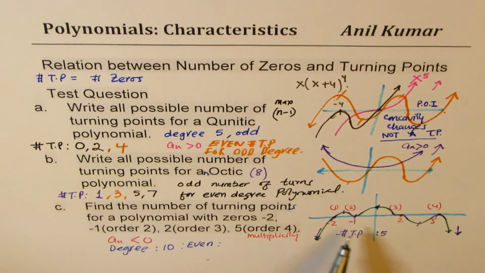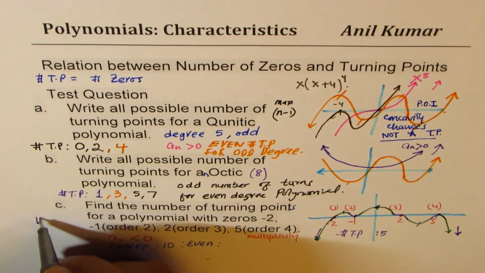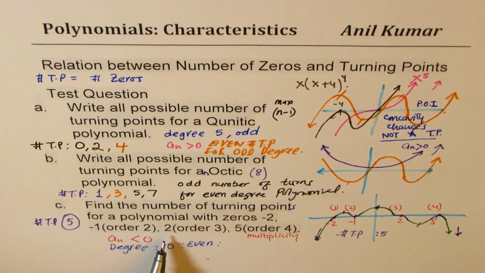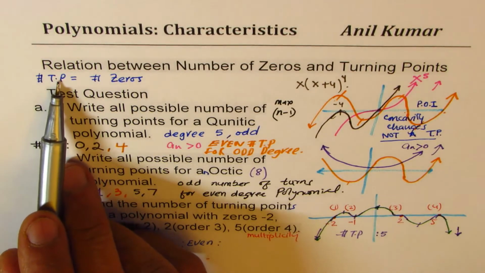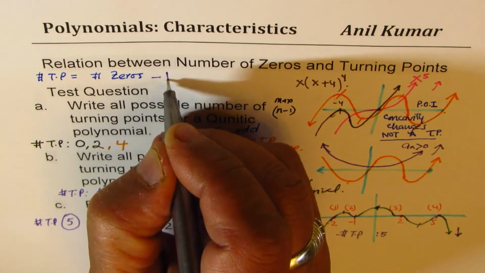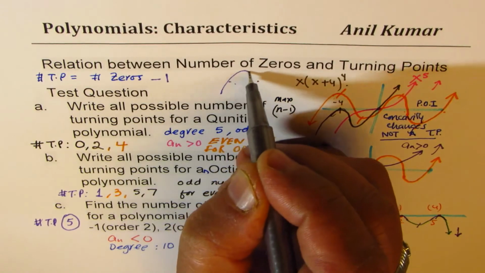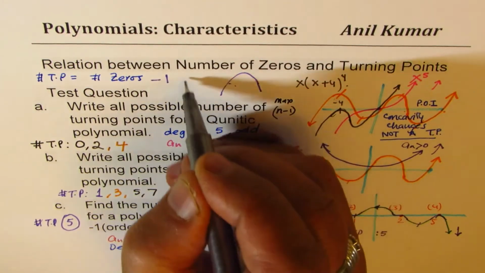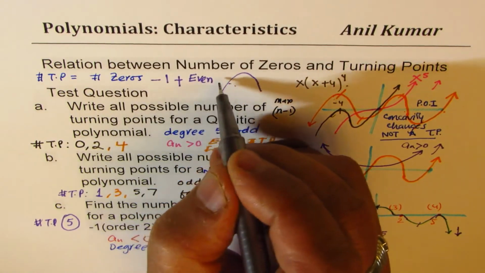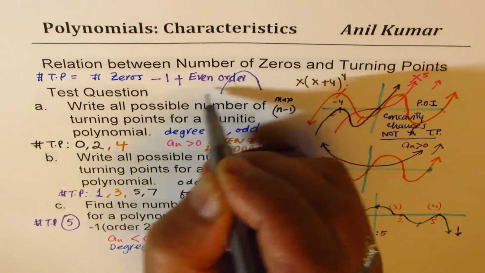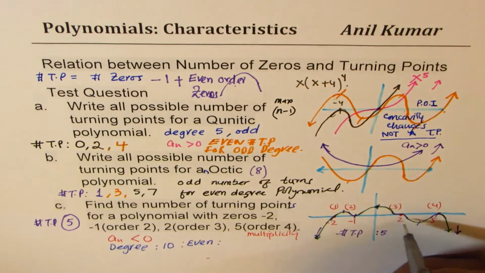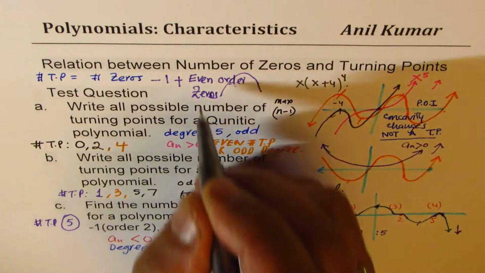Now how do we get this without sketching? The formula here is that the number of turning points is equal to the number of zeros minus 1, since if I have 2 zeros, I have to turn once to get to them. And then we have to add the even order zeros. Why do we add? Because at even order, you have to turn. Do you see that? So you have to add.